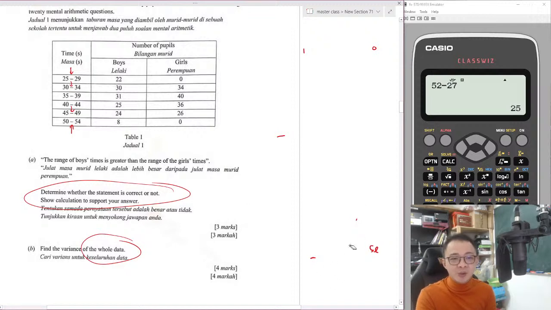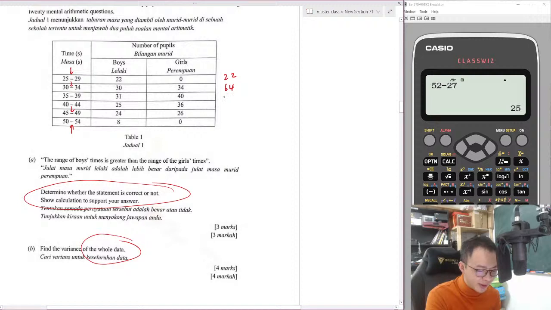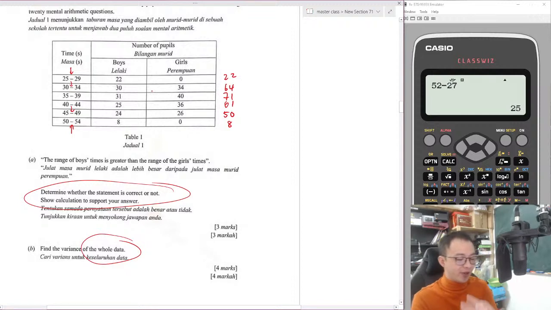So what I'm doing here is adding both numbers. 22 plus 0 is 22. This one will be 64. This one will be 71. This one will be 61. This one will be 50. And this one is 8. So I basically add boy and girl here.